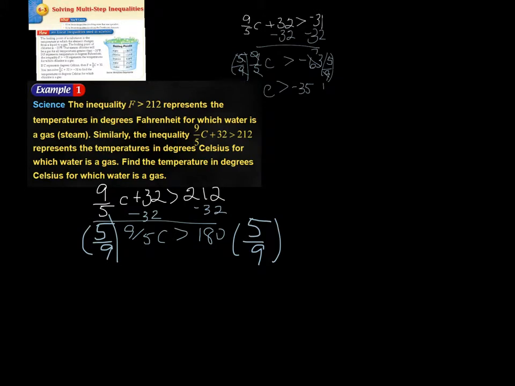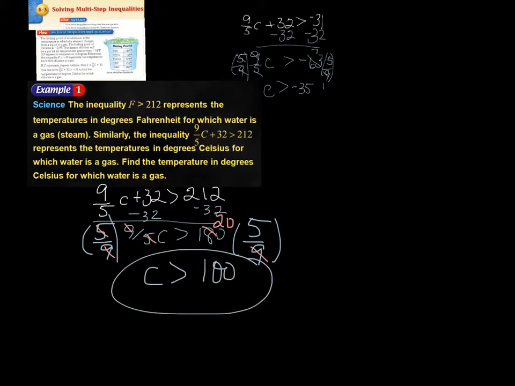And we can cancel. The 9 cancels conveniently with the 180. So I get C is greater than 100, which we already knew. The boiling point of water in Celsius is a nice number. It's 100.